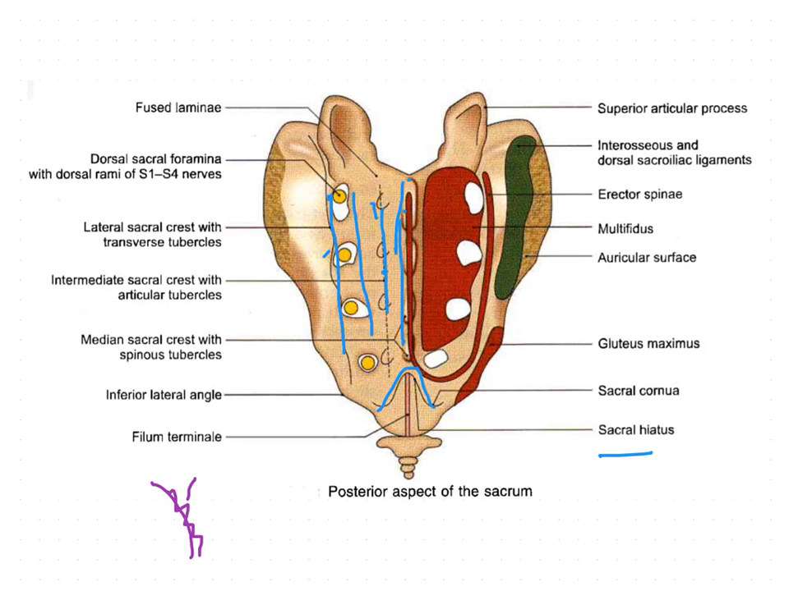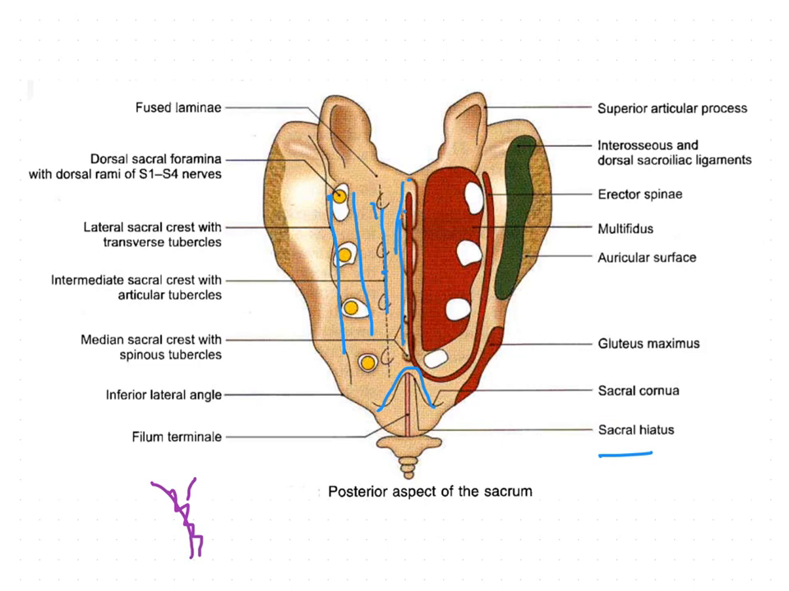Another important parts are the sacral hiatus and the dorsal sacral foramen. And coming to the other part, the sacral cornua. You can see this inverted part here. That is the sacral cornua, which is present on either side of the sacral hiatus. Now we will see each and every one of these parts.